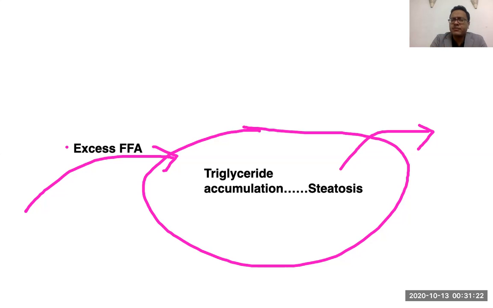And as a result, the fat starts to accumulate inside the liver cells in the form of triglyceride. This abnormal form of intracellular accumulation is called fatty liver, or steatosis. So this is an example of intracellular accumulation.